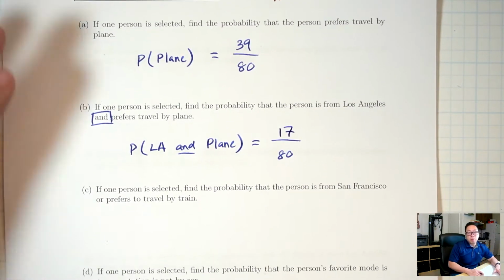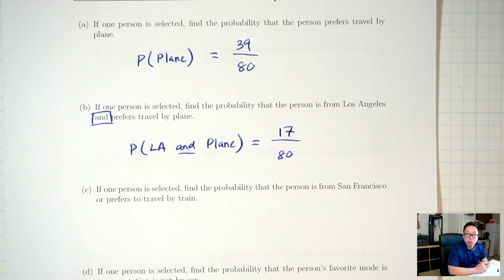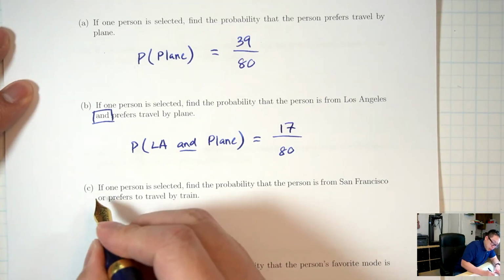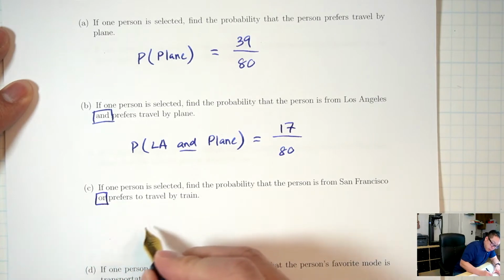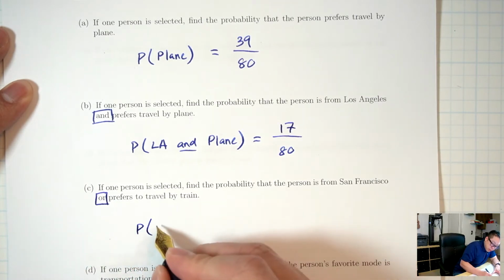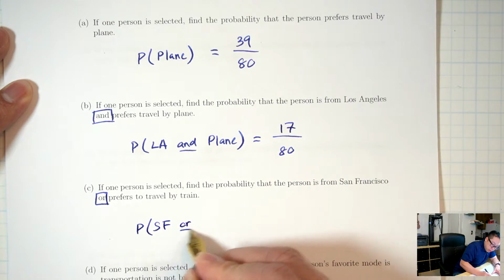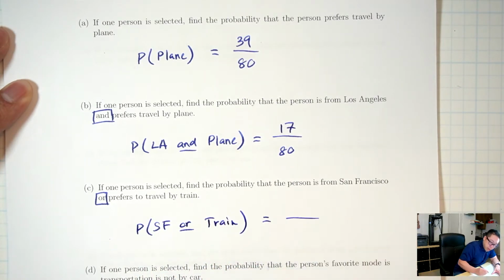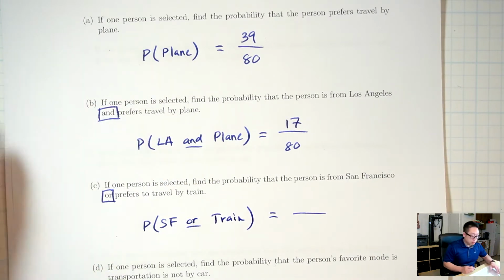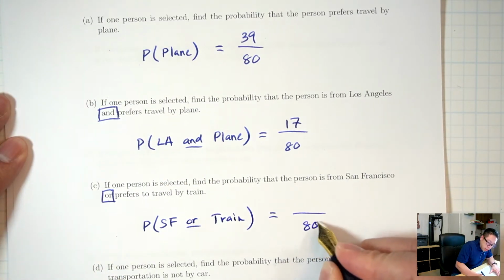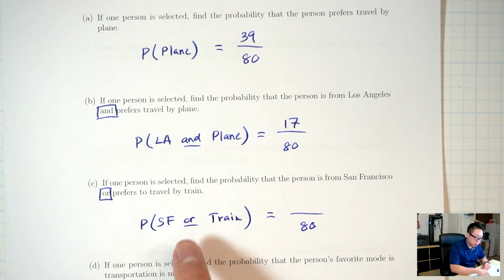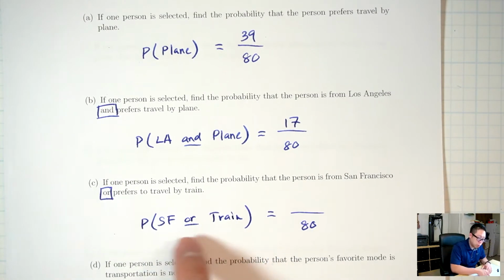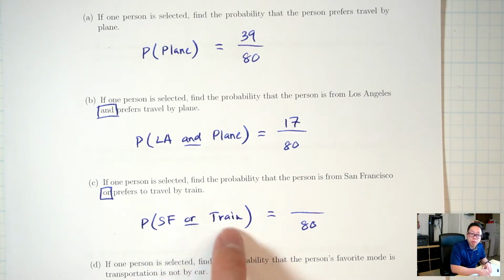Part C, if one person is selected, find the probability that the person is from San Francisco or prefers travel by train. Keyword here is the word or. In symbols, we're looking for probability of San Francisco, so SF, or train. Bottom number is going to be everybody, which is still 80. And then remember, in probability, the word or means I want people who satisfy at least one of these requirements. So they don't have to satisfy both. They only have to satisfy one or more of these requirements.